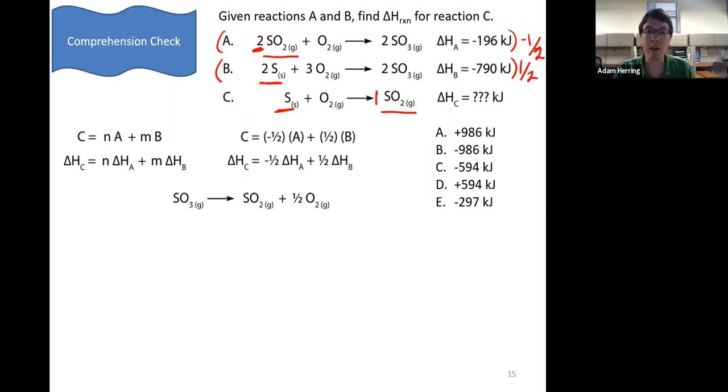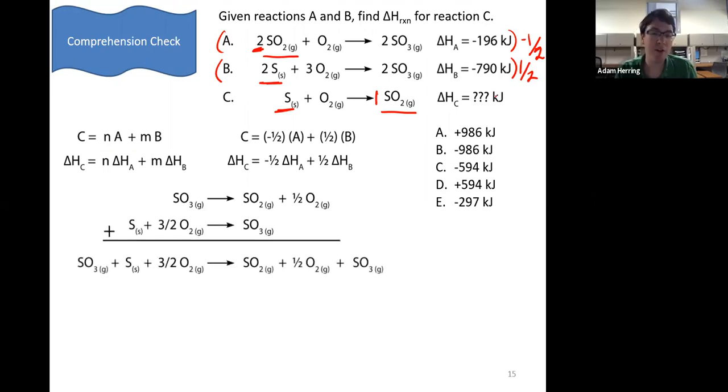We can rewrite the equations after these modifications, sum them together to get our final equation, and cancel out any terms that are the same. Notice we get rid of the sulfur trioxide on both sides, and we get rid of 1/2 of the oxygen molecules on both sides, leaving 1 oxygen left over in our reactant. That gives us sulfur plus oxygen yields sulfur dioxide, which matches our equation. So we're confident now that we did it right, and then we can find the enthalpy.